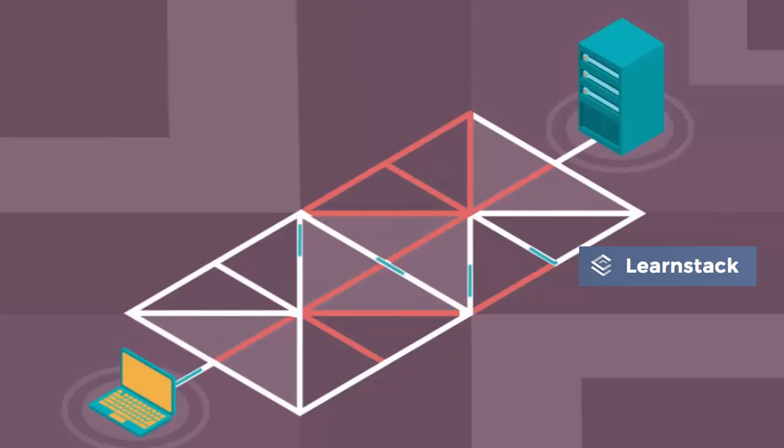Every data packet consists of three things. First, the information that it is carrying. Second, the IP address of the machine to which it has to reach. And third, the IP address of the machine from which it's coming.